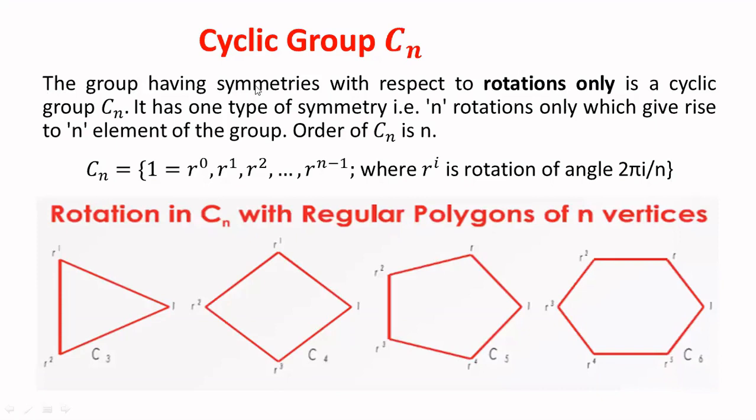The group having symmetry with respect to rotation only is a cyclic group Cn. This is the mathematical structure Cn, where Ri is a rotation of angle 2 pi i by n, that is 360 by n. This is the Cn group, C4 group, C5 group, C6 cyclic group.